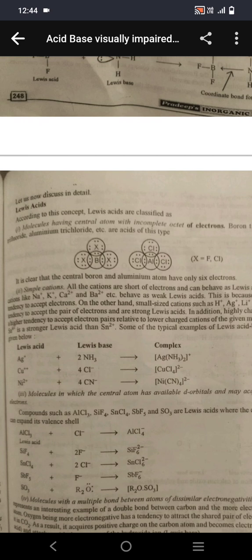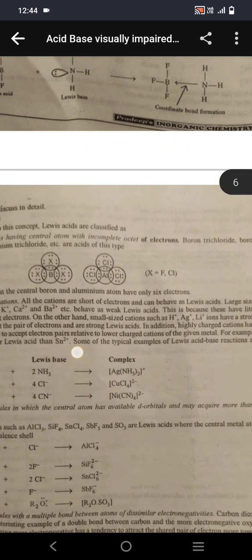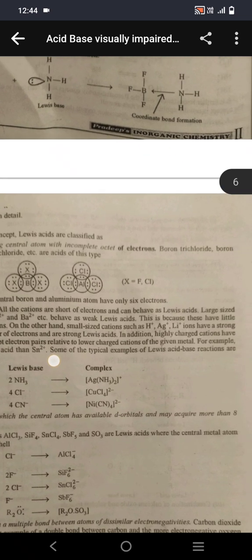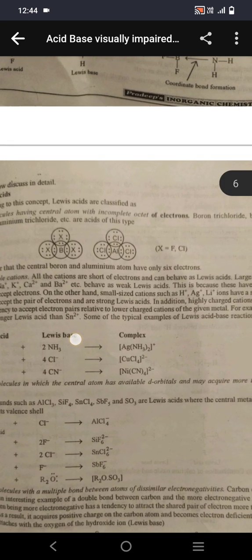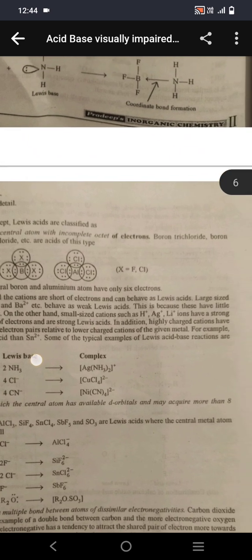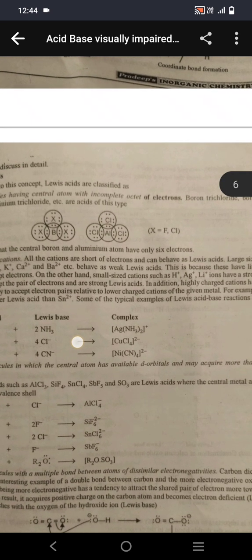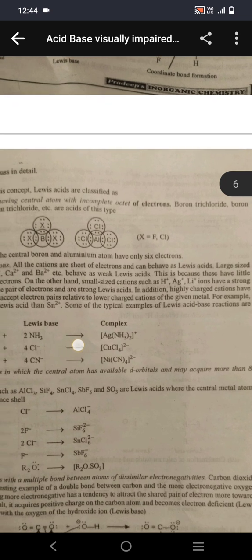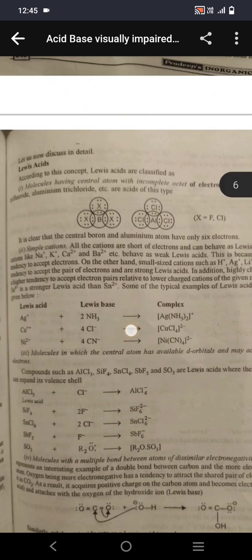Second statement is simple cations. All the cations are short of electrons and can behave as Lewis acids. Large-sized cations like Na⁺, K⁺, Ca²⁺ and Ba²⁺ etc. behave as weak Lewis acids. This is because these have little tendency to accept electrons. On the other hand, small-sized cations such as H⁺, Ag⁺, Li⁺ ions have a strong tendency to accept a pair of electrons and are strong Lewis acids.